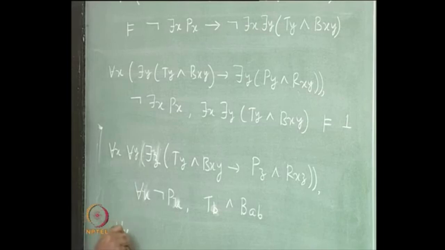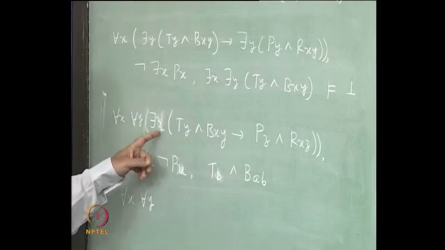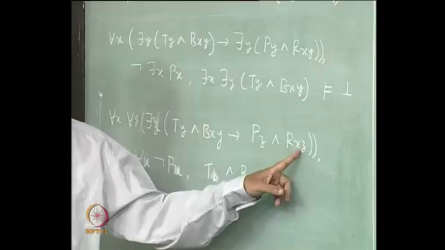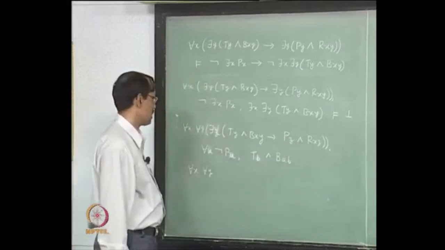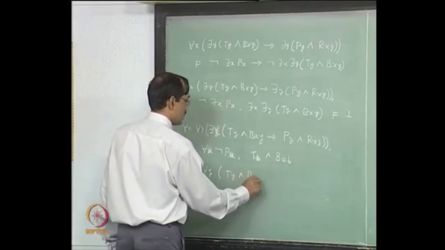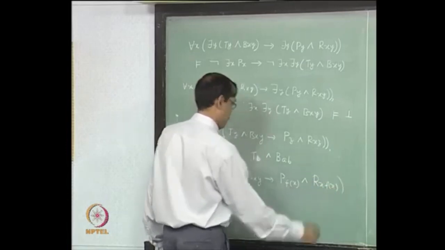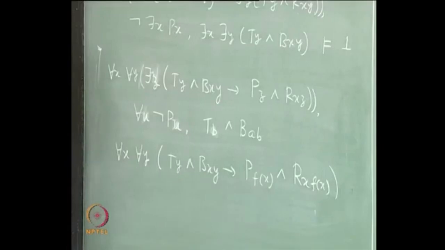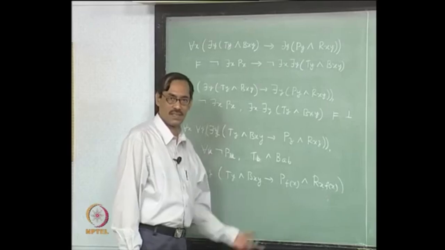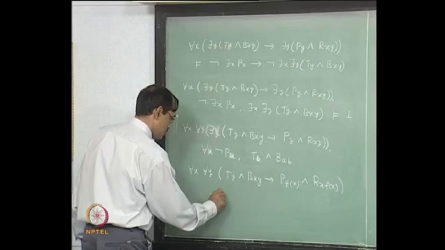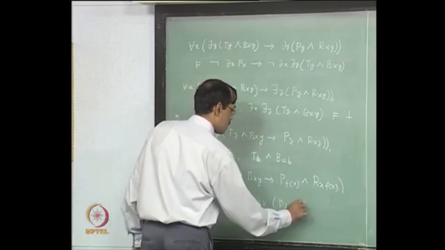So there we have for each x, for each y, there is z. So you have to use Skolemization. With Skolemization, z might depend on x and y, but z occurs only with x in a predicate, with y it does not occur. So z will be replaced by some function of x, say f of x, y is not important there. So we get t y and b x y implies p f of x and r x f of x. Then of course, this will be omitted, but then we need the clause form. This is an implication, you have to bring it to CNF. So this will give not of T y and B x y or P f x and R x f of x.